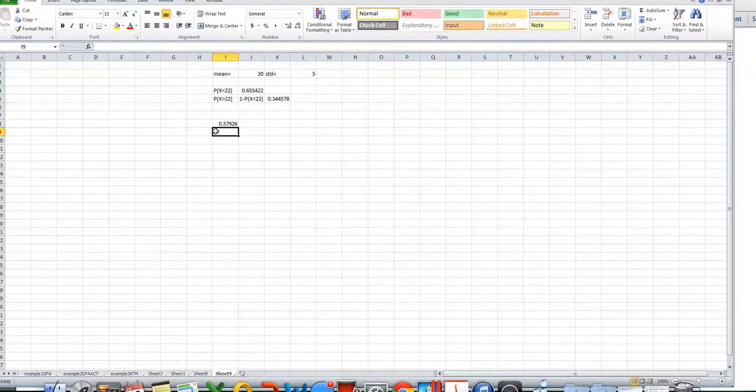So 0.57926 is the probability z smaller than 0.2. And in order to get the probability z larger than 0.2, what you need to do is equal 1 minus what you have here and press enter. So 0.42074 is the probability for z larger than 0.2.